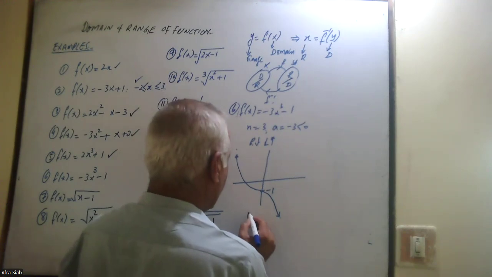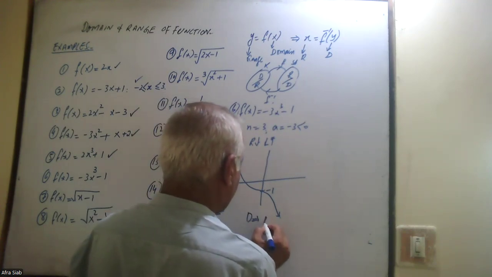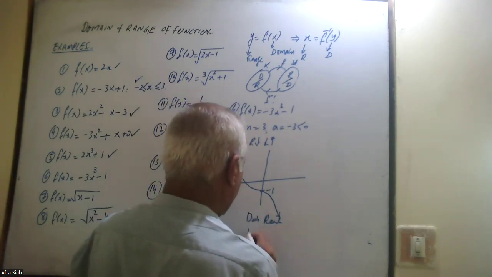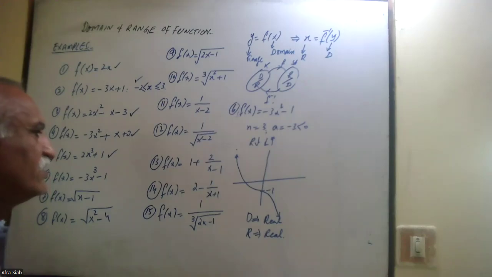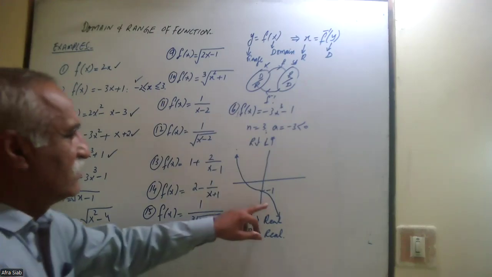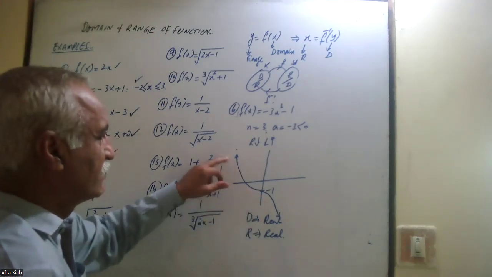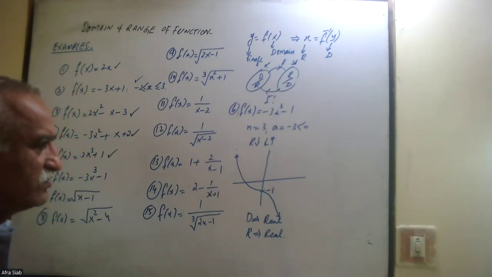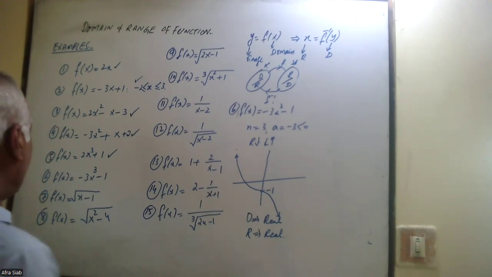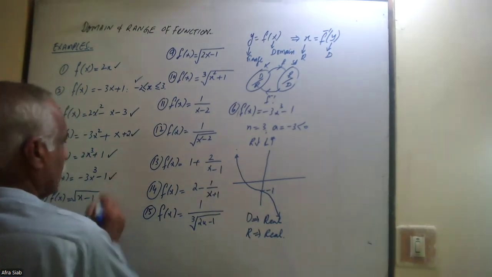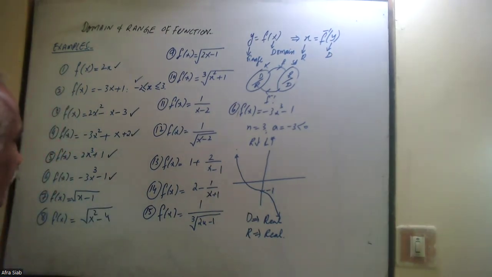So the domain is what? All real numbers, and the range of this graph is also all real numbers. So whatever positive values of x you put, it gives negative values, and when you put negative values, it is positive. But it belongs to what? All real numbers for this graph. So the domain is all real numbers, and the range is also all real numbers.